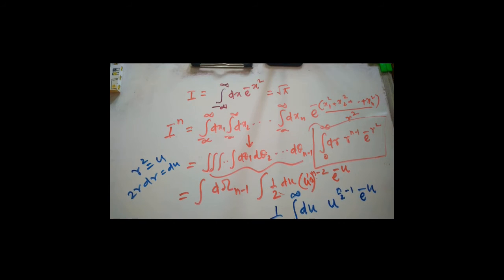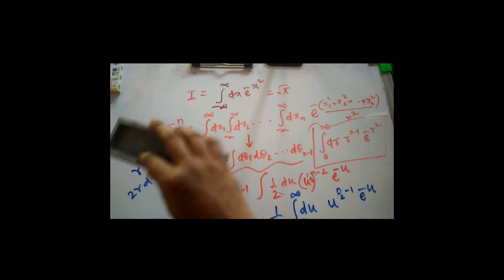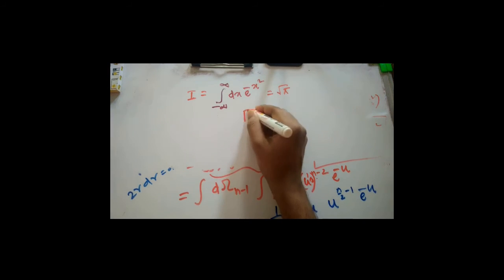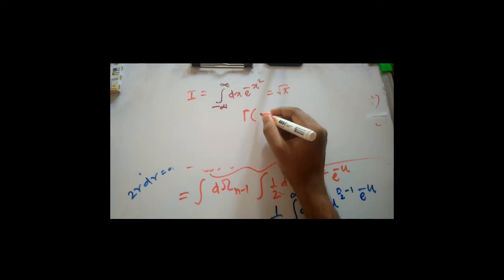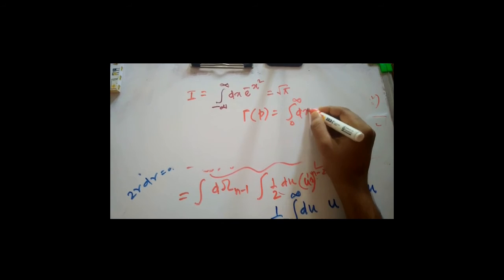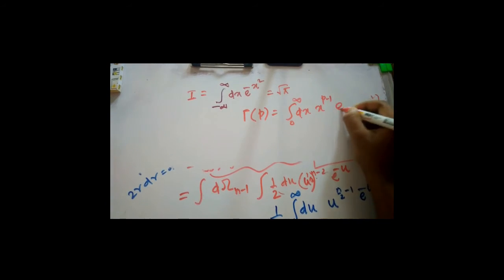What happens? Let me just remove this portion. And then we can get this integration. I think you now get it. That means what is this value? Again, we can use the gamma function, right? Here we have to use the gamma function. So what is this gamma? Gamma p equals integral from 0 to infinity dx x to the power p minus 1 e to the power minus x. I hope you all know that.